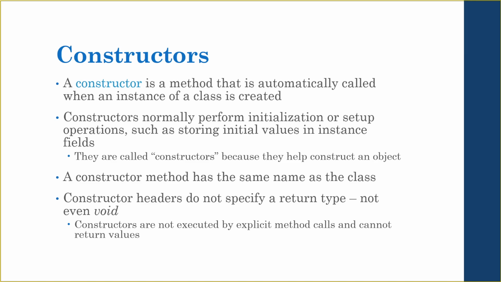Some things about constructors that you need to know. They have the same name as the class. So a constructor method has the exact same name as the class. And they do not have return types. That's important. Constructors don't have return types, not even void. And the reason for that is they are not executed by method calls, right? I don't say rectangle.constructor, right? Whatever our constructor name is, it's automatically called. So we don't have return types for methods that are automatically called.